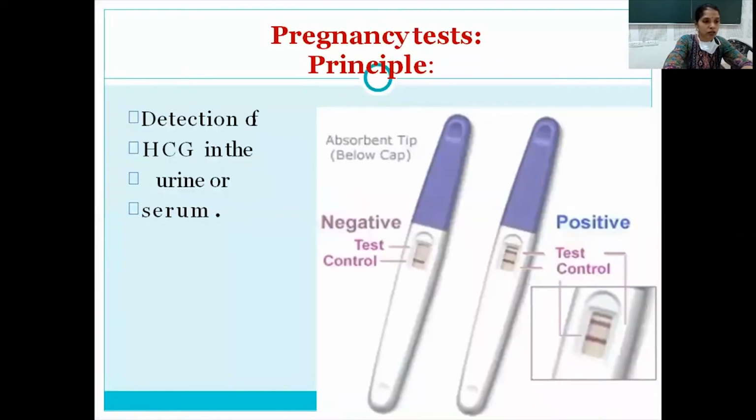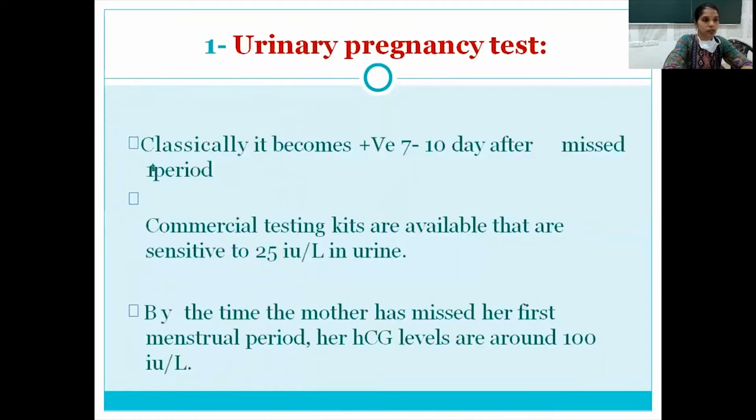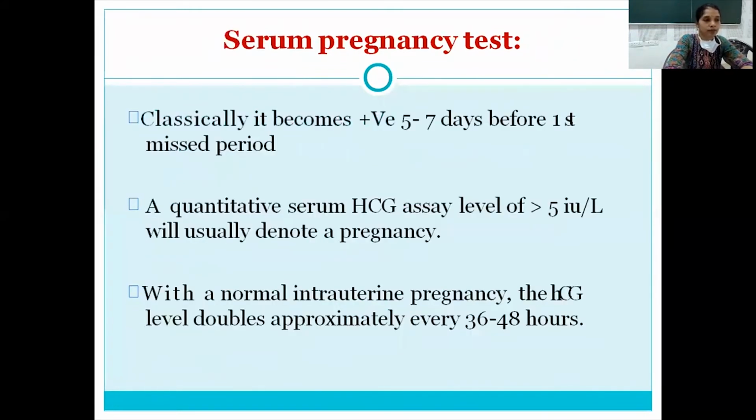So this is how test and control look. If only one line is seen, that is negative; if two lines are seen, that is positive. Urine pregnancy test classically becomes positive 7 to 10 days after the missed period, and commercial testing kits are available that are sensitive to 25 international units per liter. By the time the mother has missed her first period, her HCG levels are around 100 international units per liter, so once she misses the period, the test comes positive. No need to wait for a longer time.